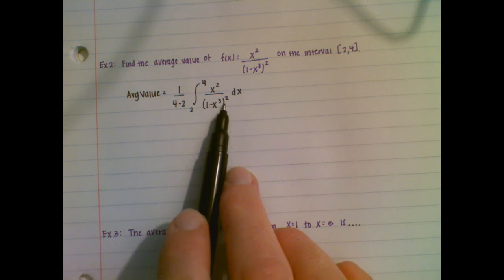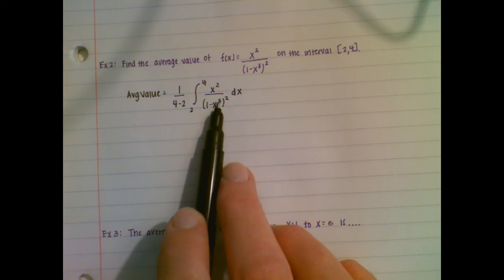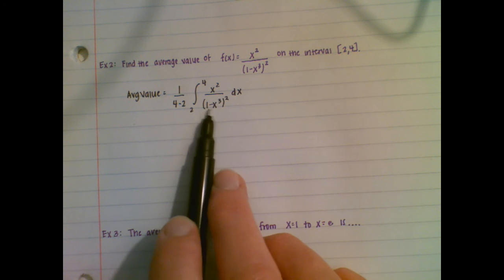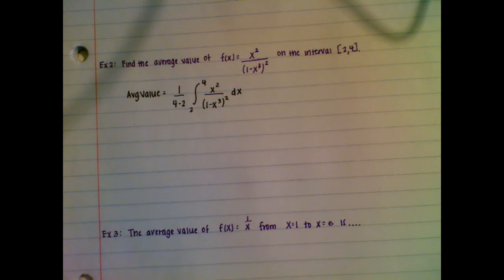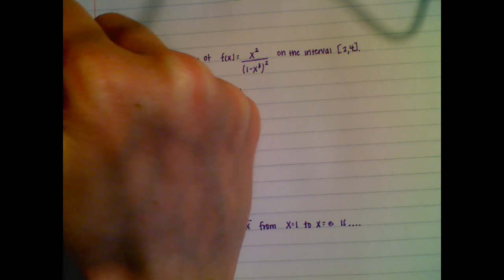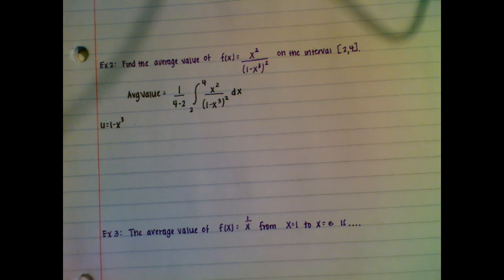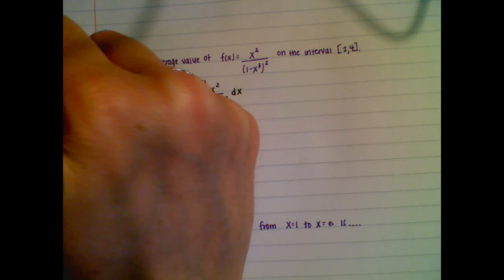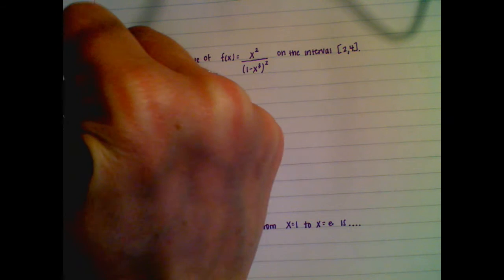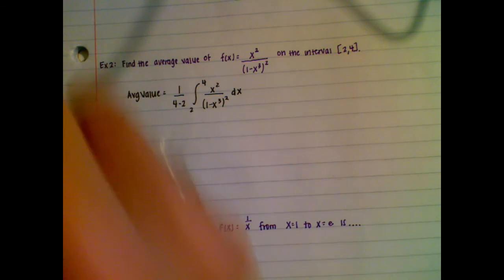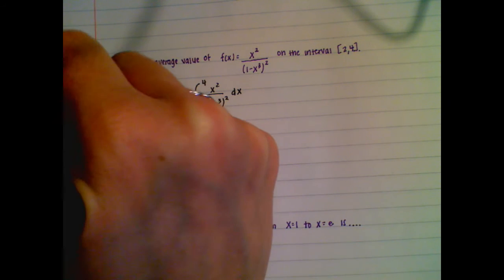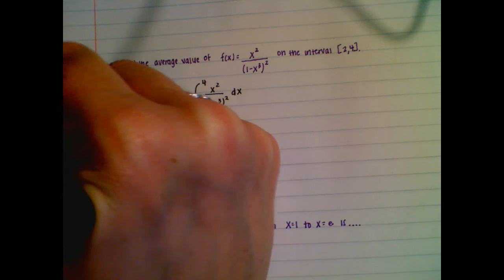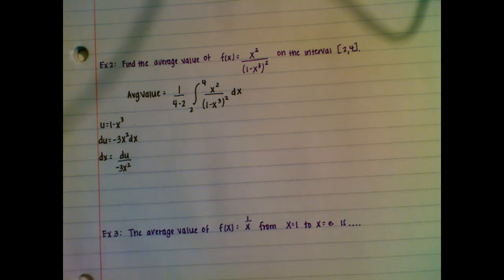And in this case, I'm going to use u substitution. So I'm going to look at my denominator with that quantity squared, and I'm going to say that u is going to be equal to 1 minus x to the third, which will give me a du equal to negative 3x squared dx. And when I solve that for dx, that's going to be du over negative 3x squared. I'll go ahead and do my substitution in here.